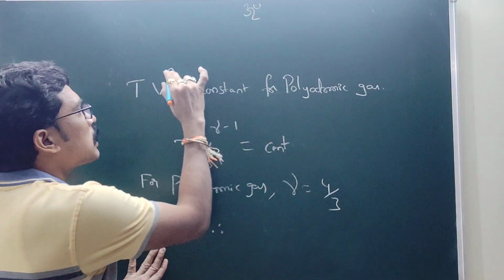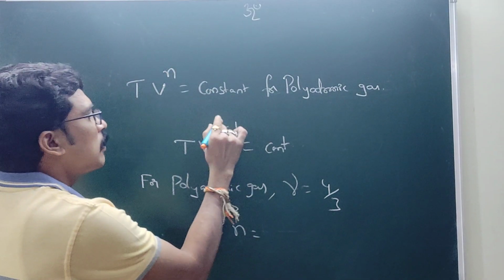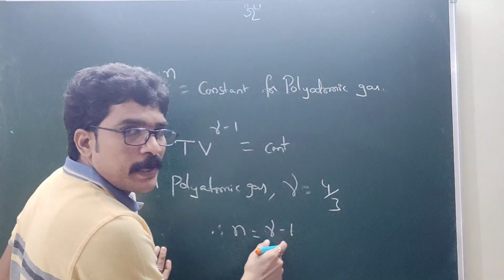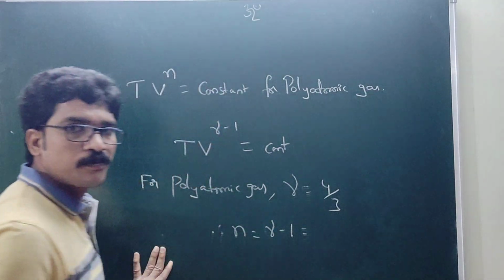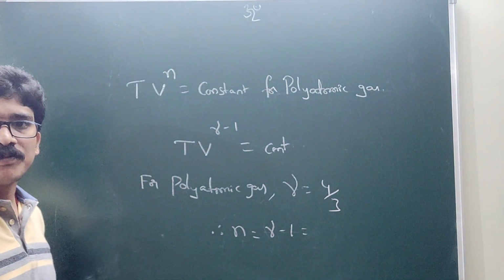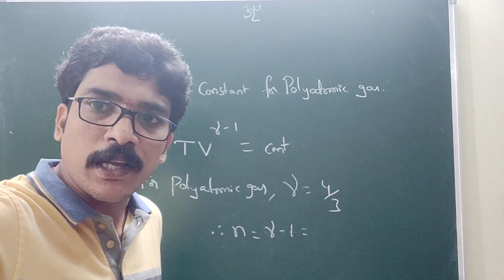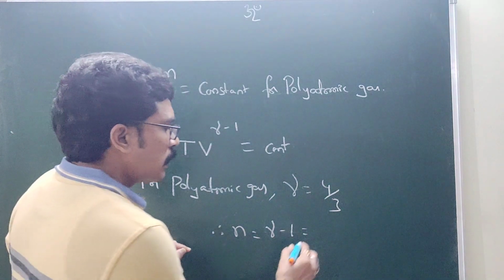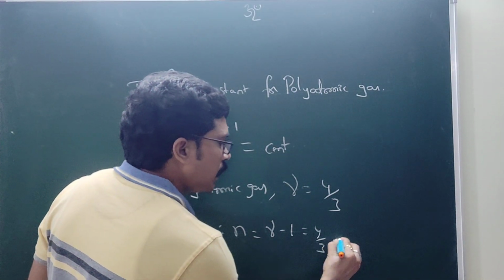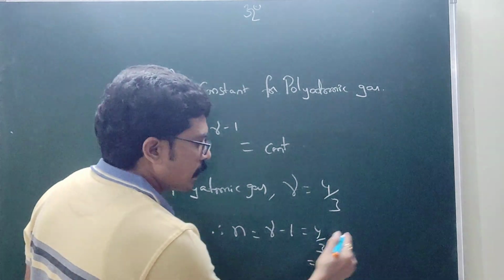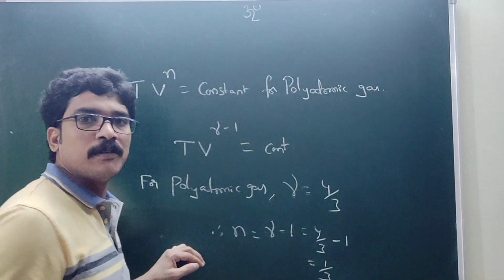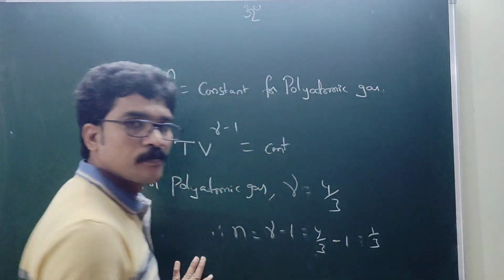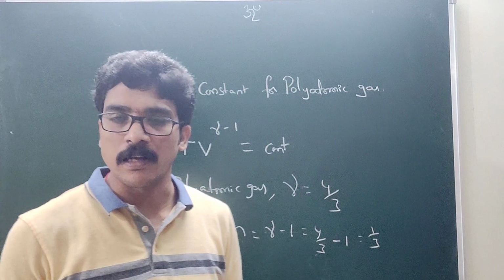Therefore, in place of n, here gamma minus 1 is there. n is equal to gamma minus 1. Gamma value is 4 by 3, minus 1, so then 1 by 3. Yes, we got the value, 1 by 3. So that is our answer.